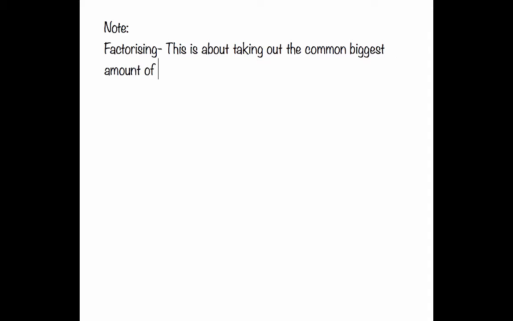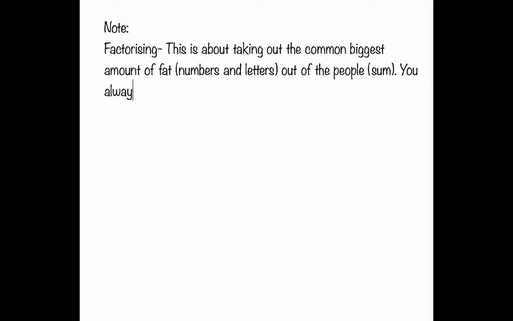Note: factorizing. This is about taking out the common biggest amount of factors, numbers and letters, out of the expression. You always have brackets in your answer. This is a good note for when you're factorizing. And the keywords are taking out the common biggest amount of factors, numbers, letters. Always brackets in your answer.